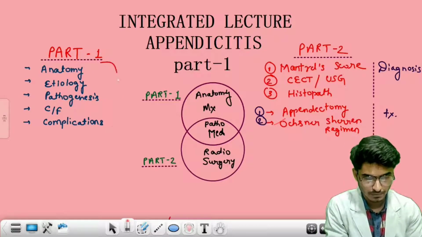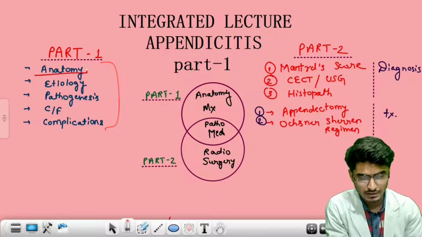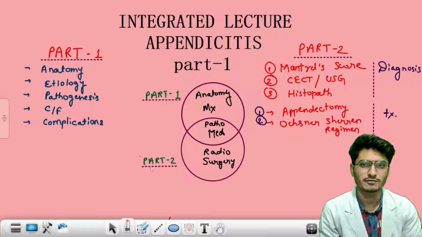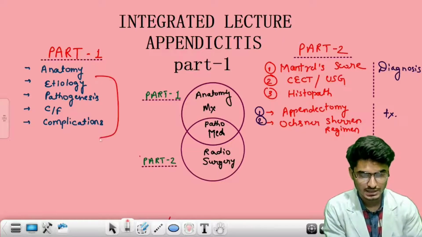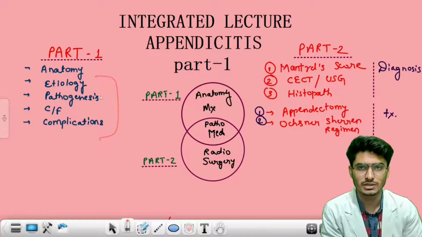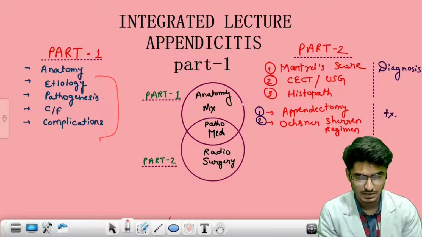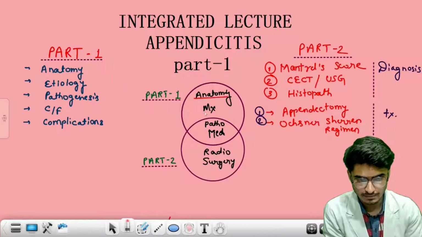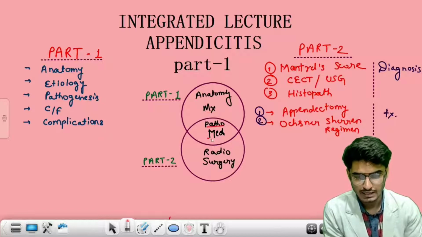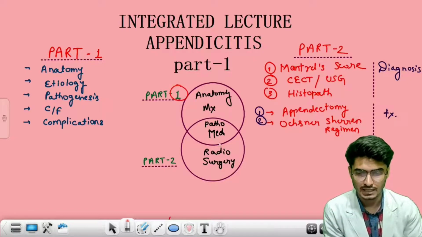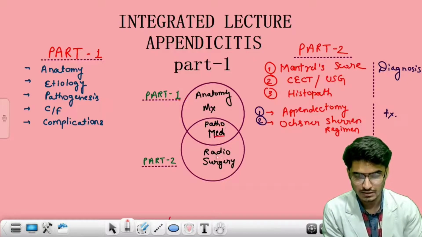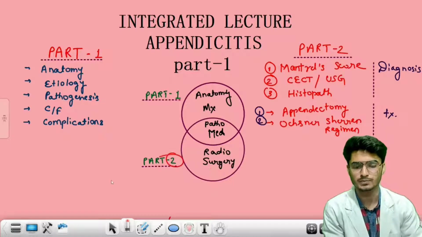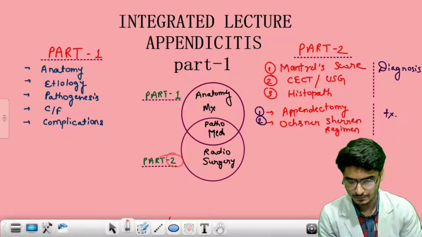Today's topic of concern is the preclinical portion, that is the anatomy, followed by the etiopathogenesis, clinical features and complications of acute appendicitis. So we're covering anatomy, microbiology, pathology, and medicine in this part 1, and pathology, medicine, radiology, and surgery in part 2. Okay, so we'll start.